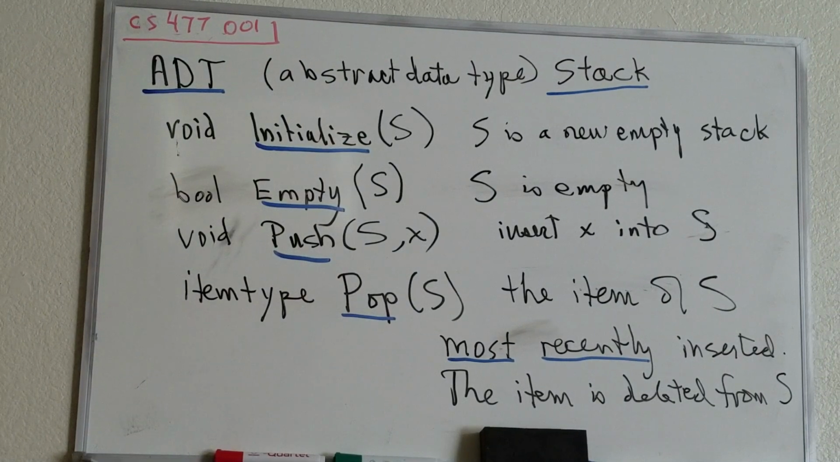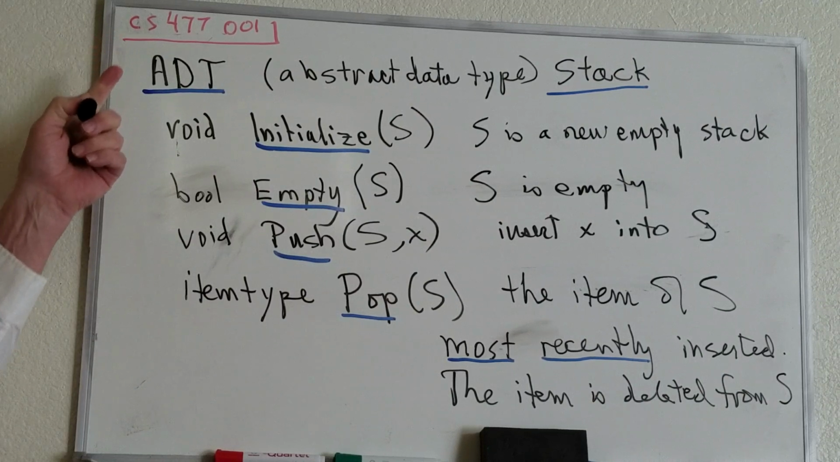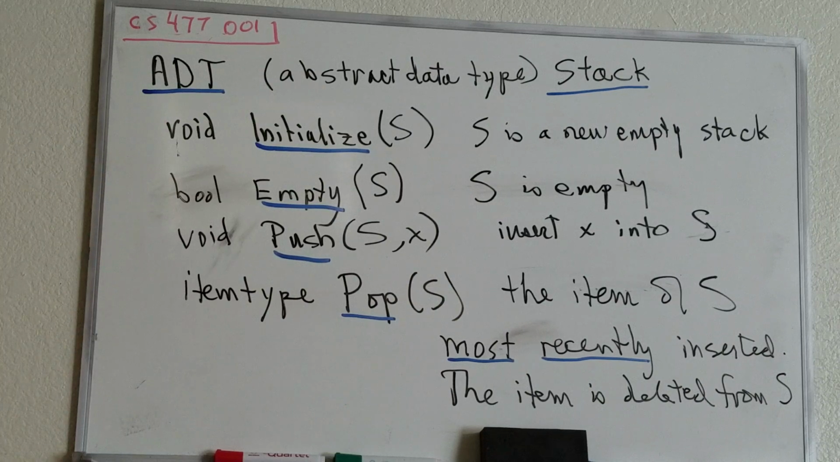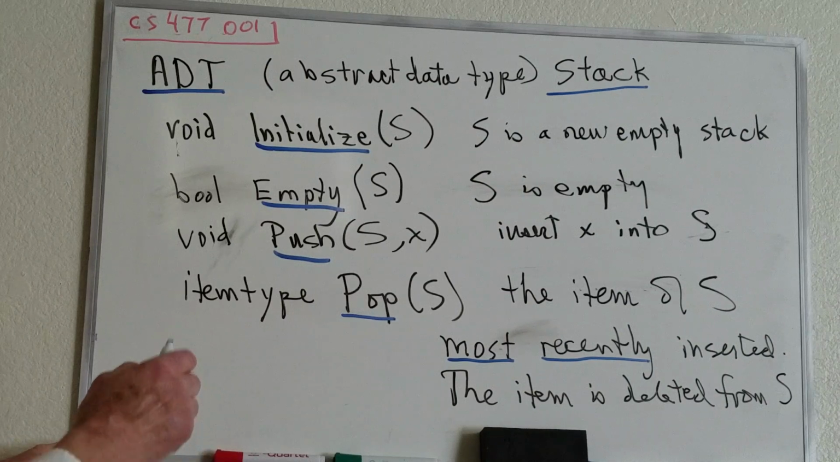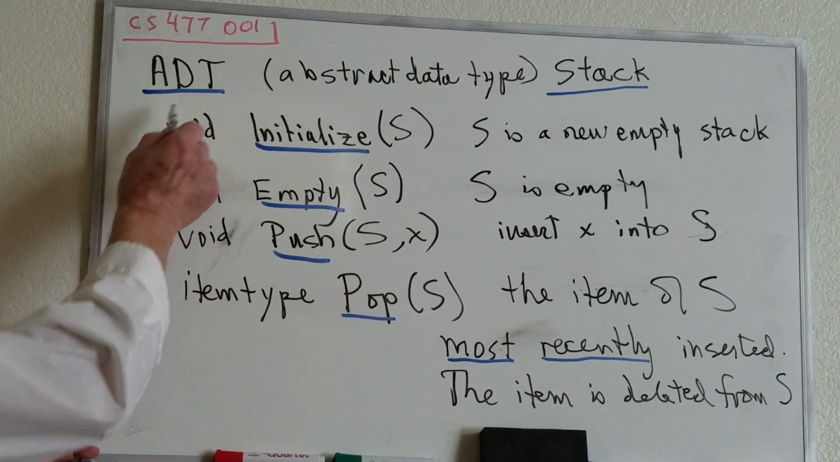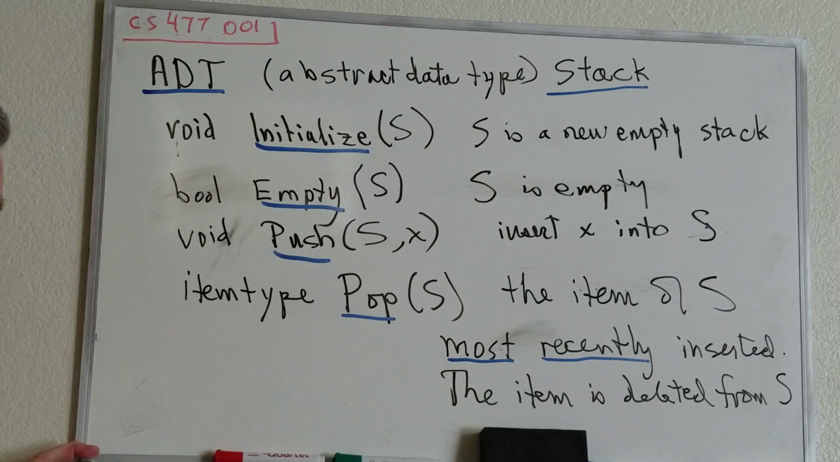All right, now we're going to talk about, as the first recorded lecture in 477, 677, abstract data types and their implementation. We'll start with stack. Now, ADT stands for abstract data type because we have the abstract concept of a stack, and then later we talk about implementation.